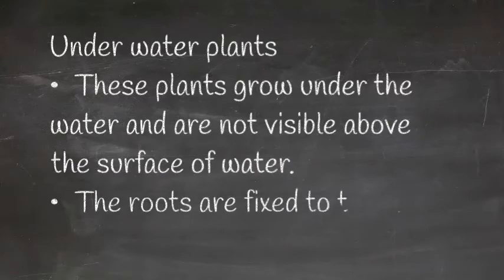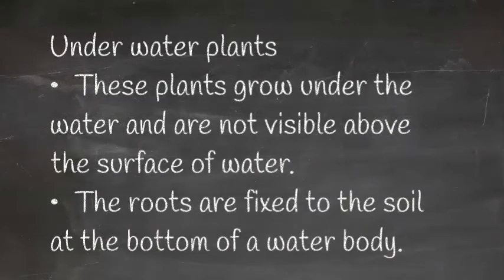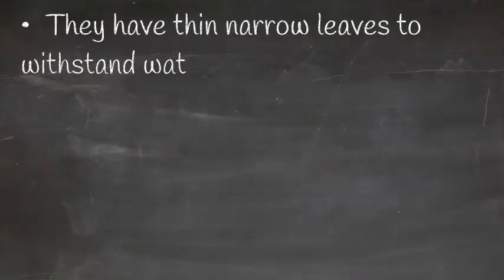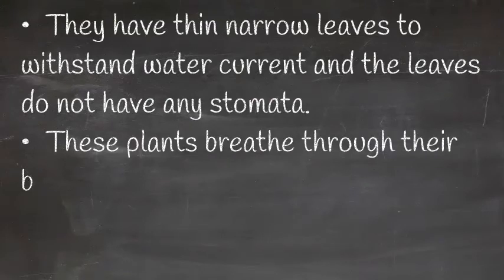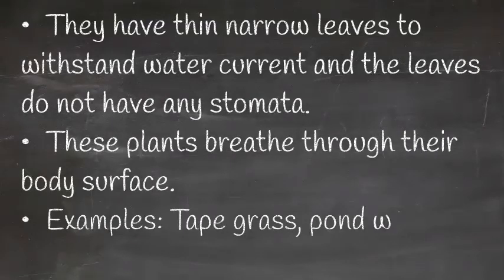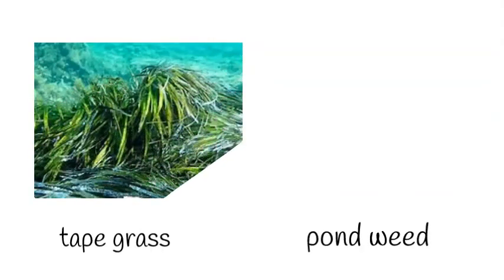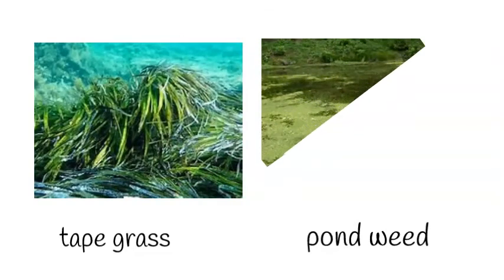Underwater plants. These plants grow under the water and are not visible above the surface of the water. The roots are fixed to the soil at the bottom of a water body. They have thin, narrow leaves to withstand water currents, and the leaves do not have any stomata. These plants breathe through their body surface. Example: tape grass, pondweed.